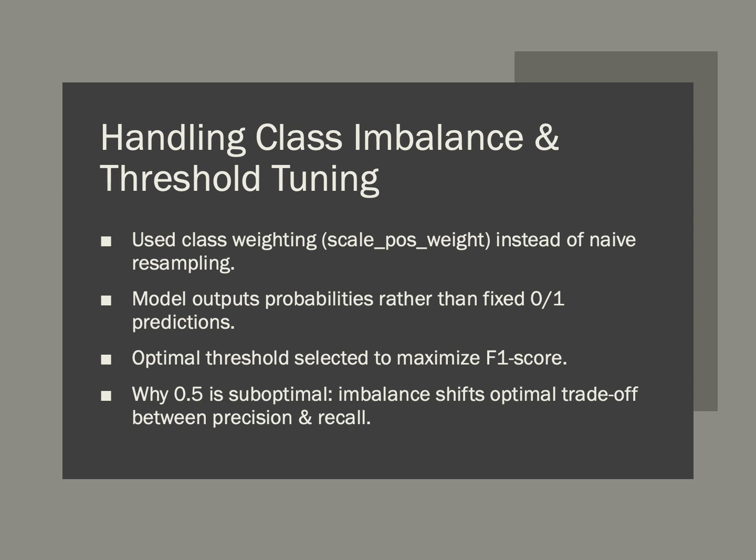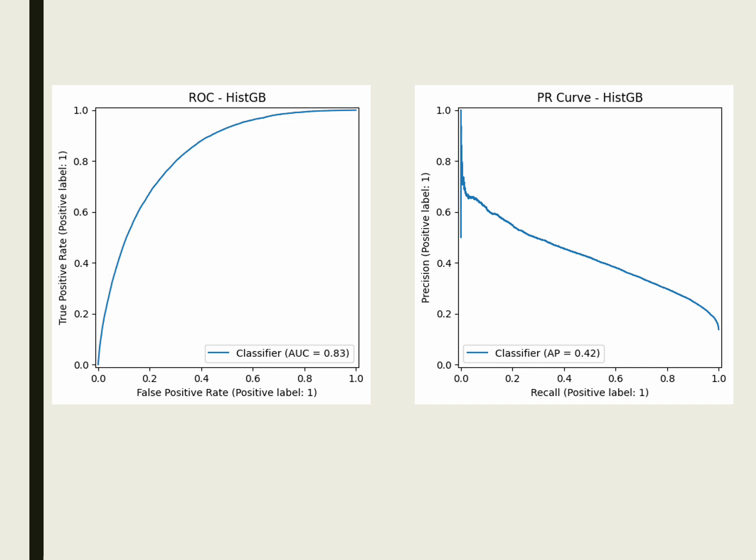And in medical risk screening, using a default 0.5 decision threshold is highly suboptimal. For example, here, my best single model is HistGB, and with a best threshold around 0.23, giving F1 around 0.466 and ROC AUC around 0.826. Then I looked at the ROC curve and the PR curve to understand performance trade-offs. The PR curve is especially important under class imbalance because it focuses on precision versus recall behavior.